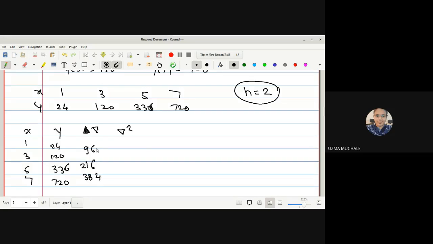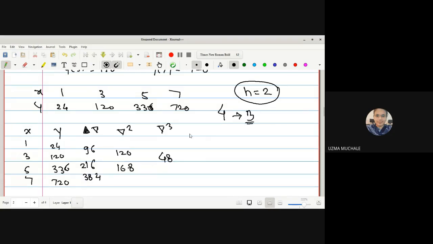The difference between 216 and 96 is 120. The difference between these two is 168. And del cube will be the difference between these two, which is 48. From the next one, it will be 0. Now actually we have 1, 2, 3, 4 values given, so we will get a polynomial of degree 3.